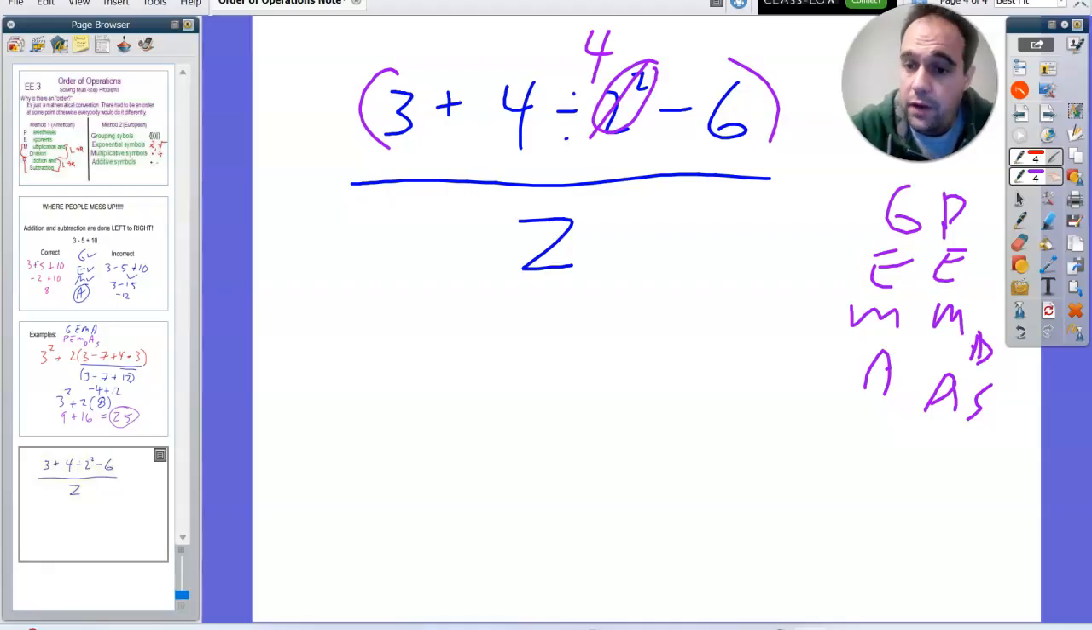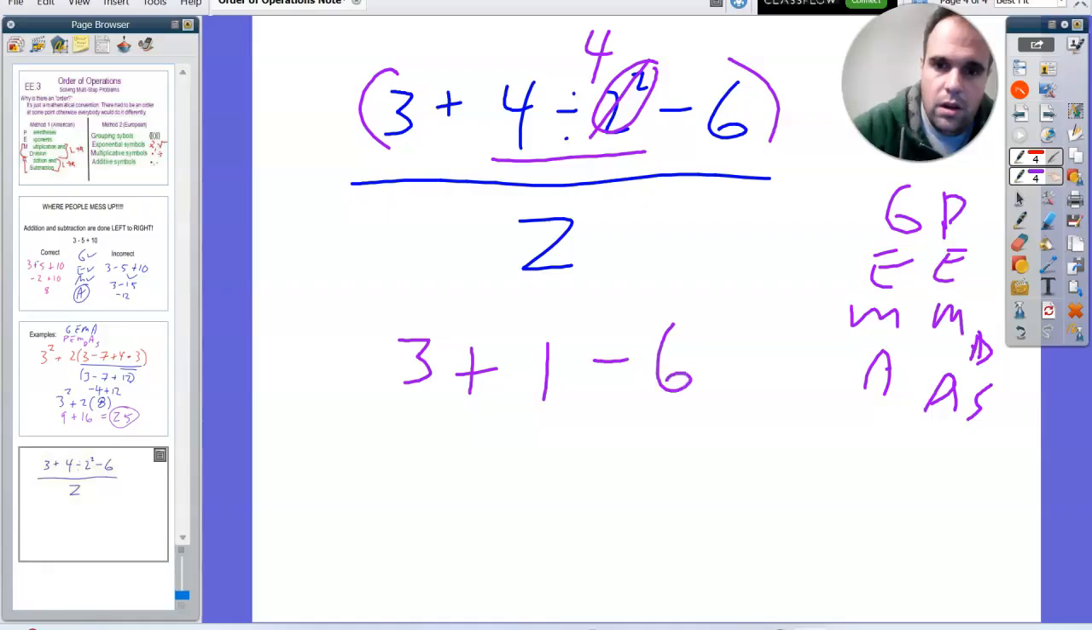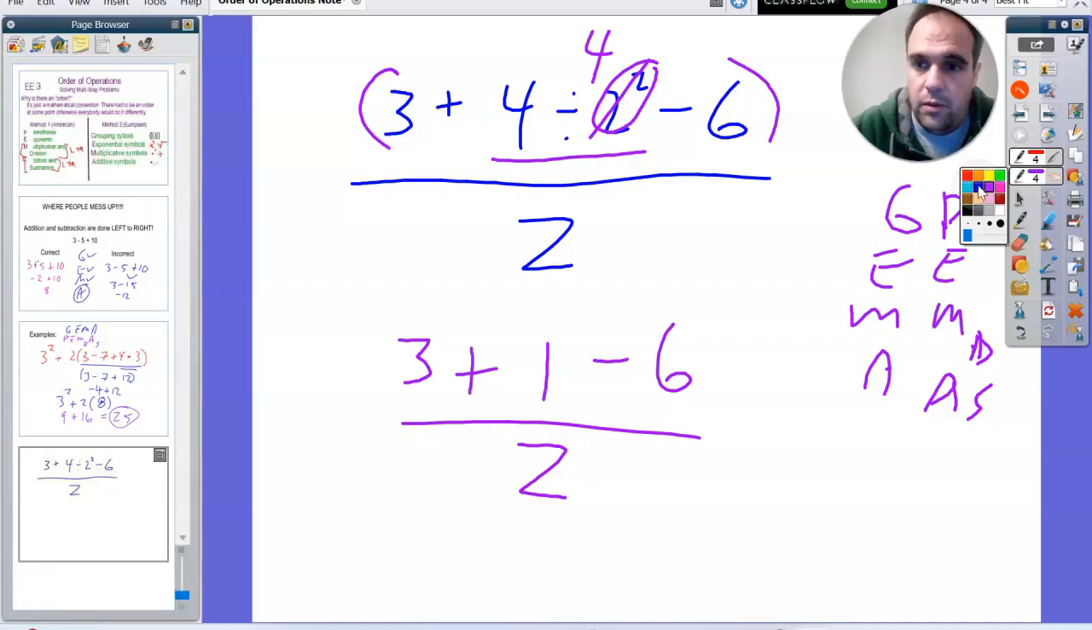I go to multiplication and division. I see 4 divided by 4. This one I'm going to rewrite part of the problem because it's going to get a little sloppy. So 4 divided by 4 is going to be 1 minus 6. I'll just rewrite the whole problem. I took care of the multiplication. Now I'm in division. I did multiplication and division. Now I'm into addition and subtraction mode.